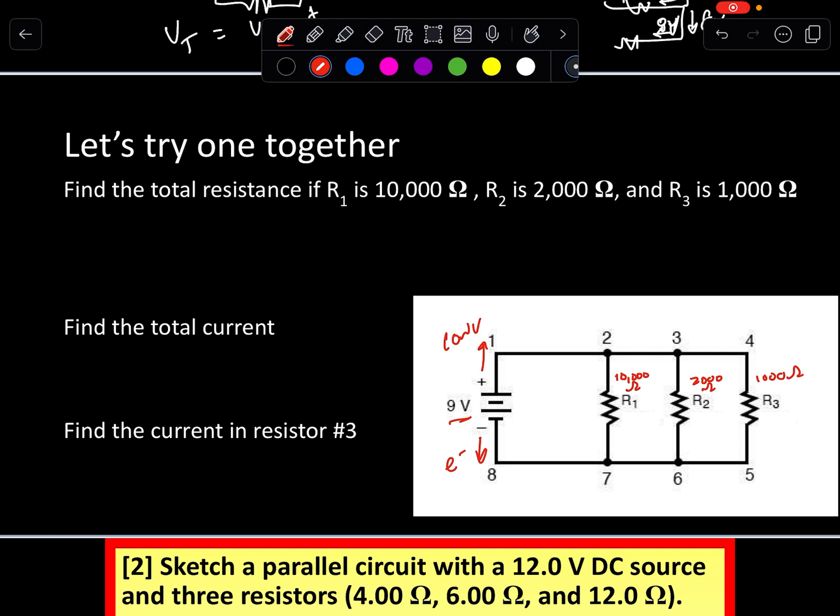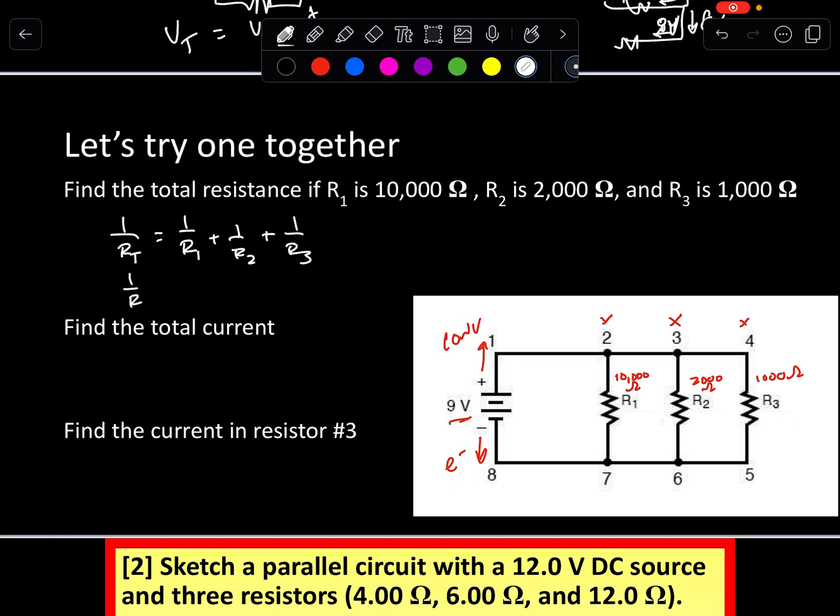We want to find the total resistance for this one. So to do that, 1 over RT, because this is a parallel circuit, because we've got one branch, two branch, and three branch, and all of them look like a picket fence, or look like they're kind of parallel to each other. So we're going to go 1 over R1 plus 1 over R2 plus 1 over R3. All right. So then once we do that, let me get my calculator set up. Sorry about that.